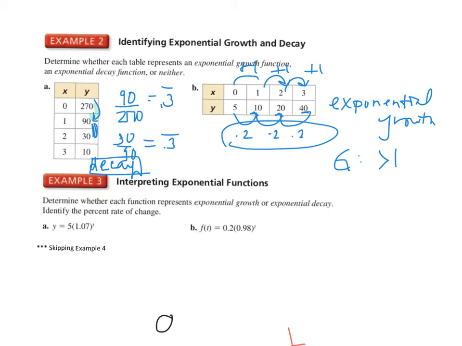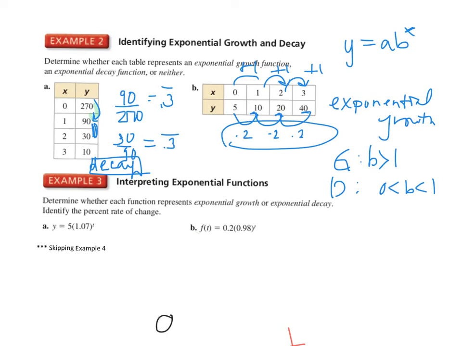Basically, if you're multiplying by a number greater than 1, it's going to be growth. If you're multiplying by a number that's between 0 and 1, it's going to be decay. And I put that B there, and this is technically B right here because I remember our generic equation, the B is that growth or decay factor, what it is being multiplied by.